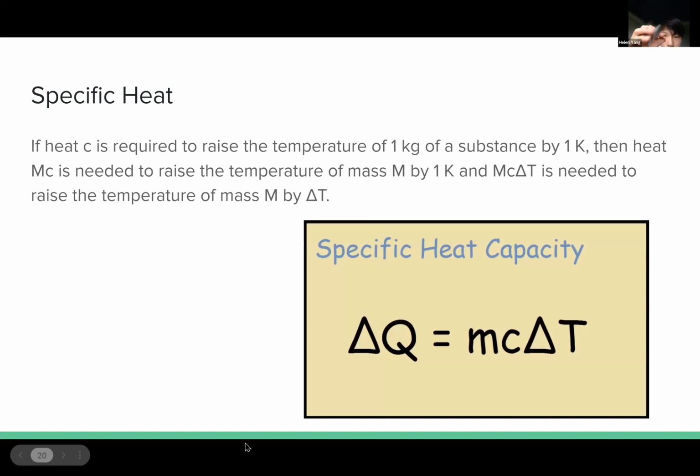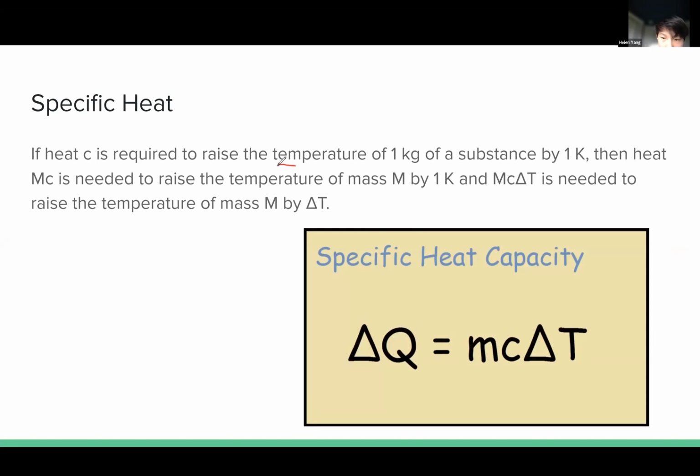Okay, now we talk about our final topic, which is specific heat. If heat C is required to raise the temperature of 1 kg of some substance by 1 K, then heat MC is needed to raise the temperature of mass M by 1 K as well. So MC, the mass times the specific heat times the change in temperature, is equal to the heat.